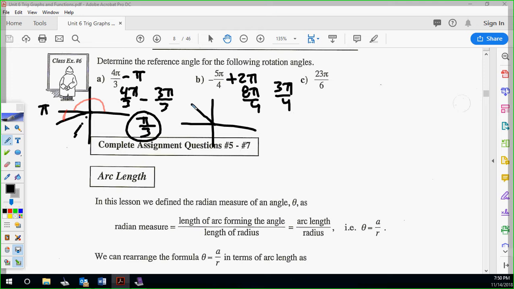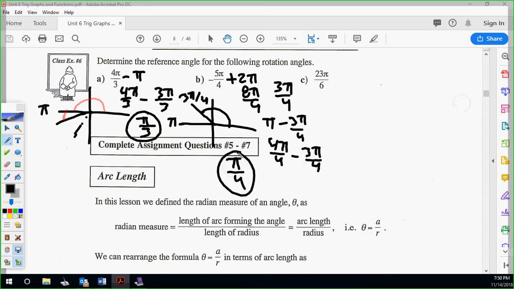I did that because it makes it a little easier, because now you see it's pi minus 3 pi over 4. Well, pi would be 4 pi over 4, so I get 4 minus 3. I get pi over 4 as my reference angle. It's a little bit easier way to do those double negatives like the book was trying to show you. Let's go ahead and switch to positive.